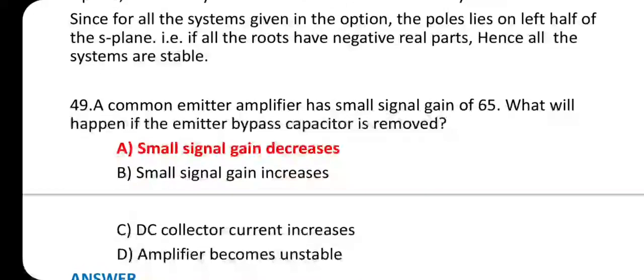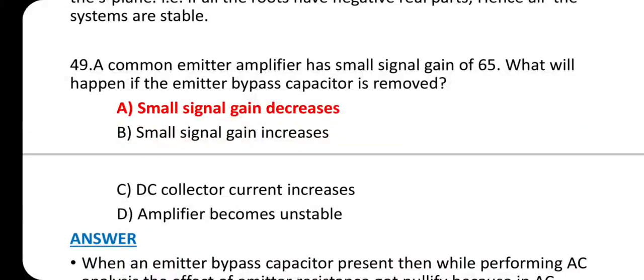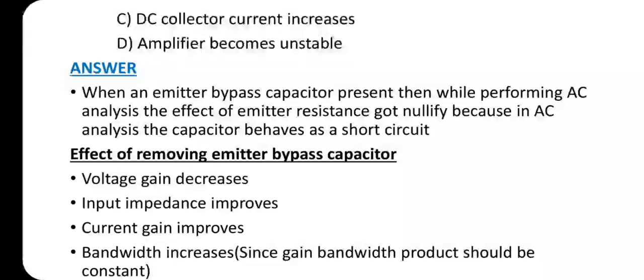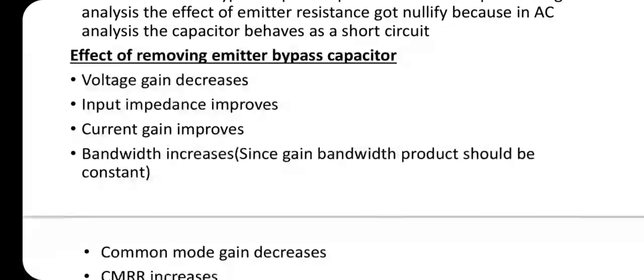Question number 49. A common emitter amplifier has small signal gain of 65. What will happen if the emitter bypass capacitor is removed? Answer is option A, small signal gain decreases. When an emitter bypass capacitor is present, then while performing AC analysis, the effect of emitter resistance gets nullified because in AC analysis, the capacitor behaves as a short circuit.